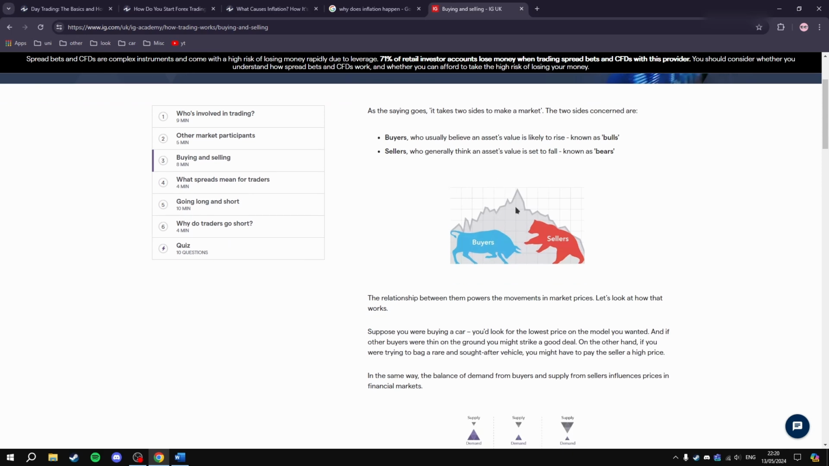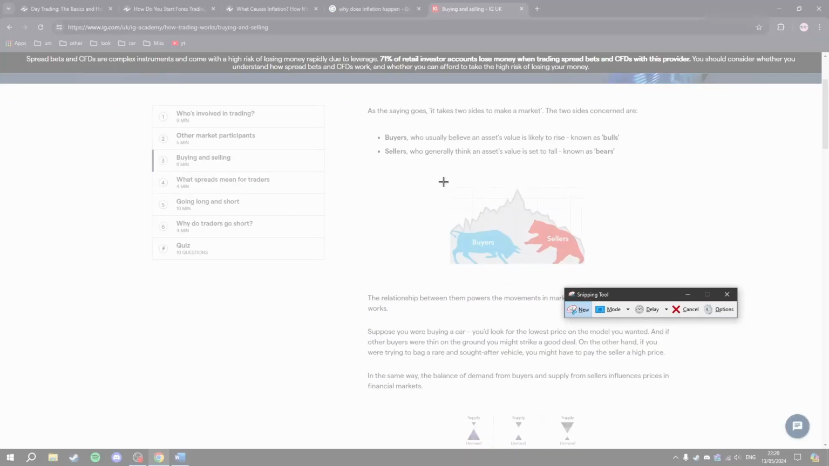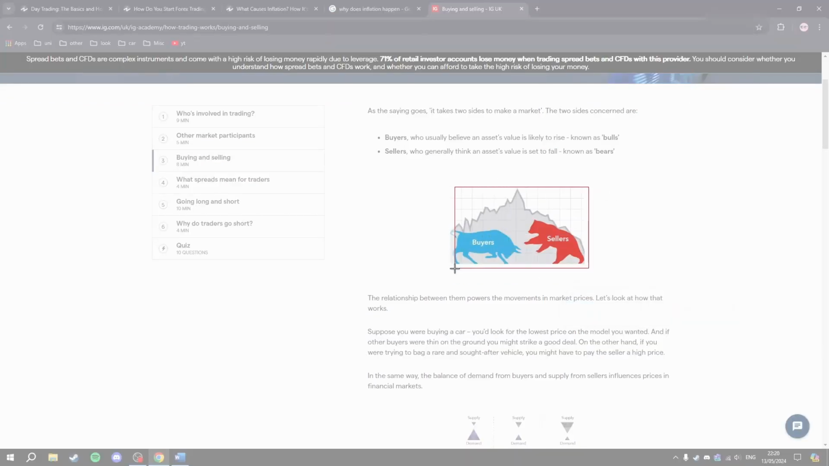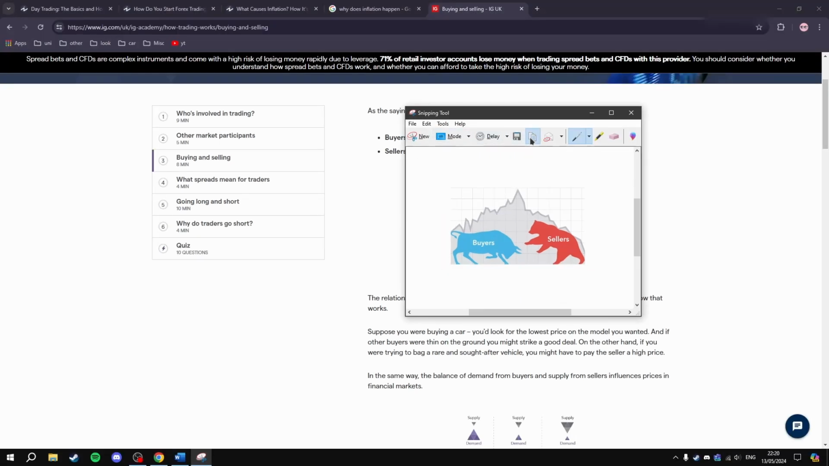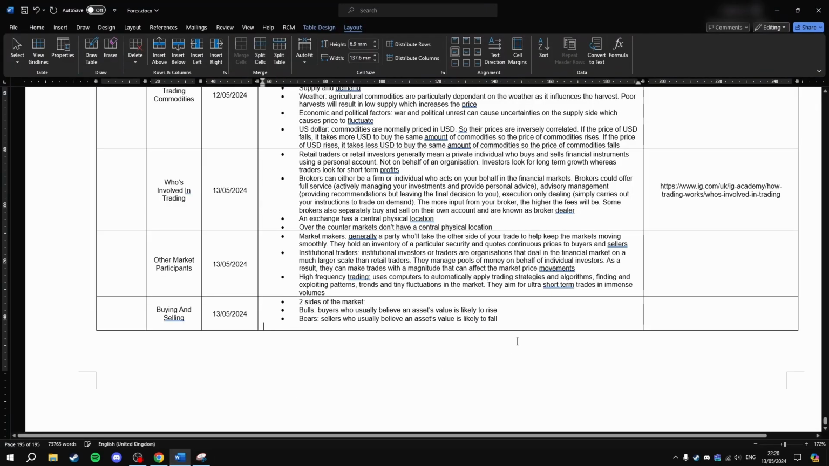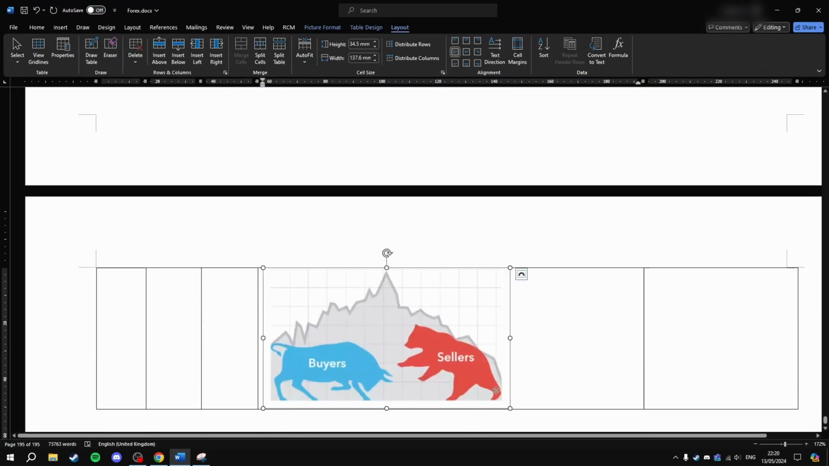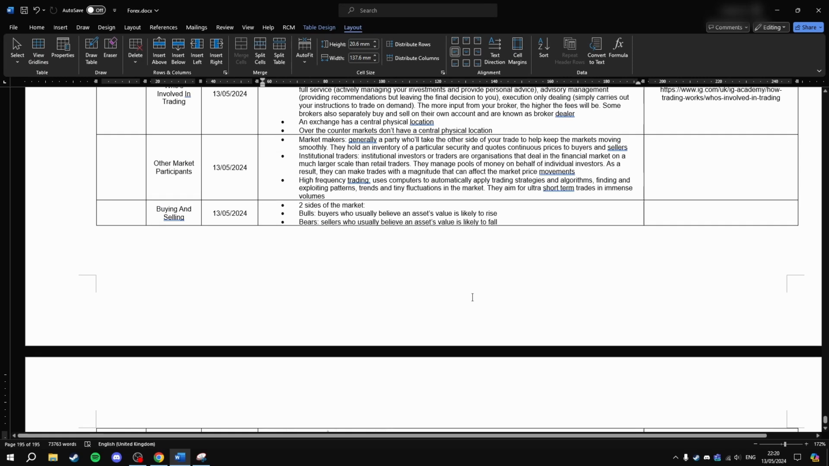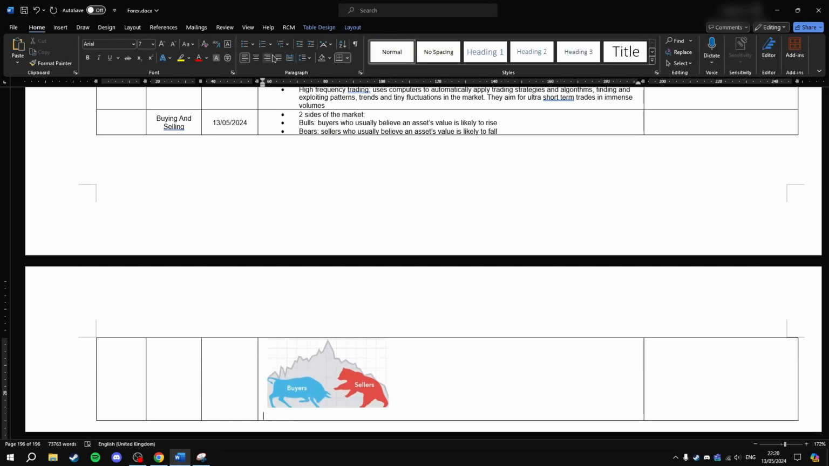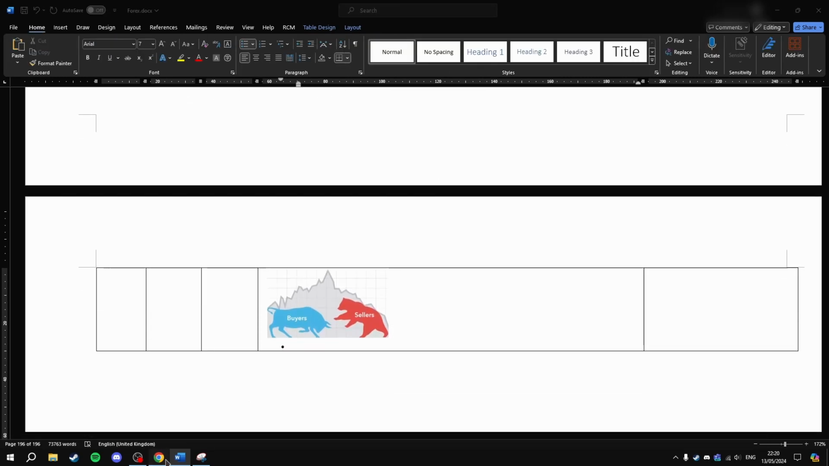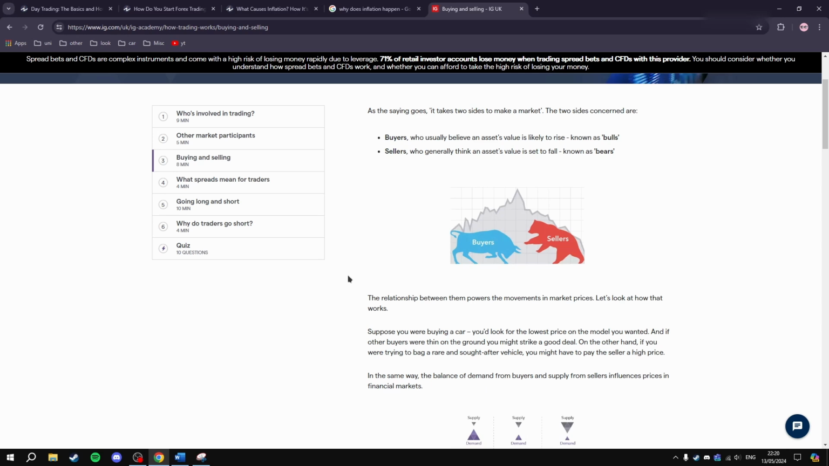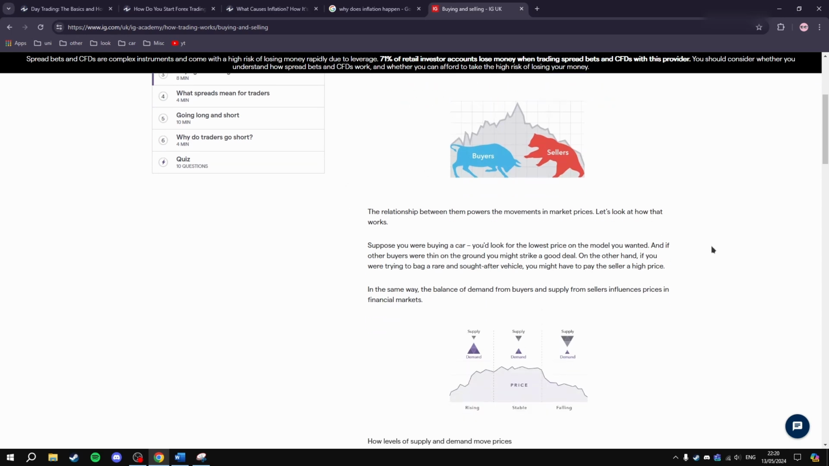Buyers, sellers. I have to say, the relationship between them powers the movements in the market prices. Let's look at how that works.